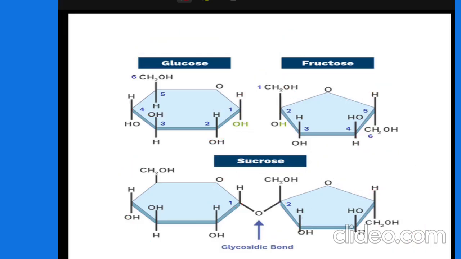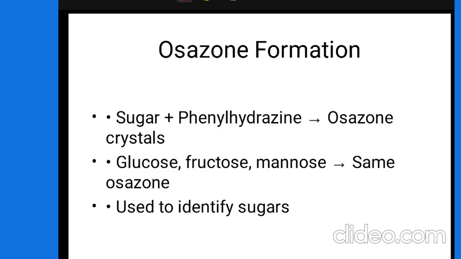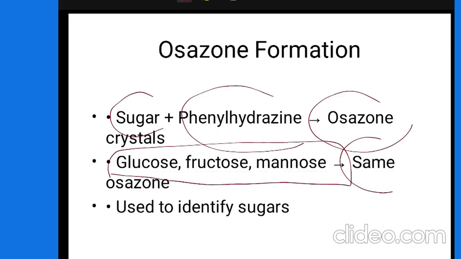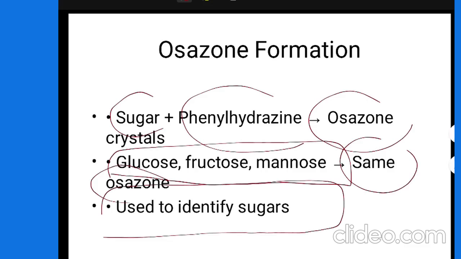Okay, coming to the next slide, Osazone formation. Sugar plus phenylhydrazine leads to formation of the Osazone crystal. Glucose, fructose, mannose give approximately the same type of Osazone. This Osazone test is usually used to identify the sugars. In the OSPI table in the laboratory, you may have to identify the Osazone. Okay, so OSPI, it is very important.